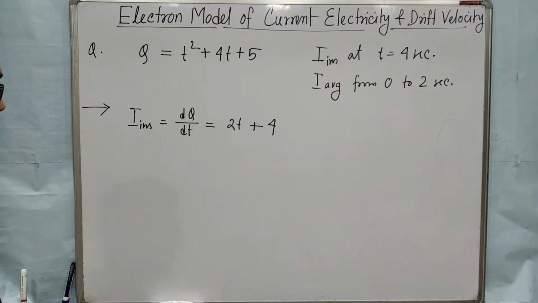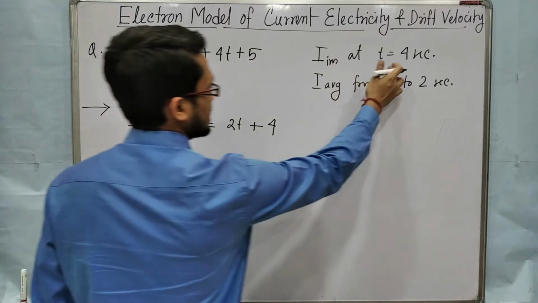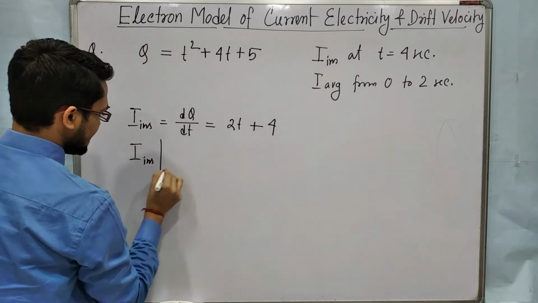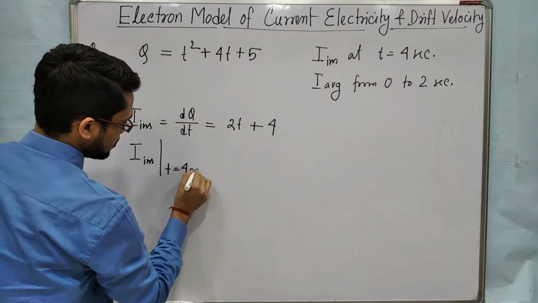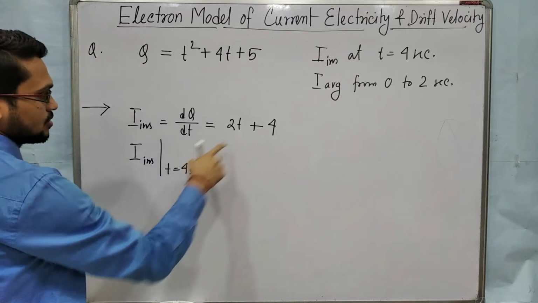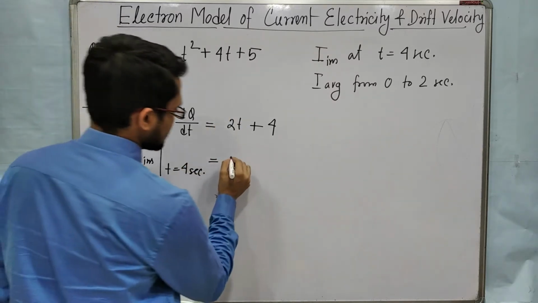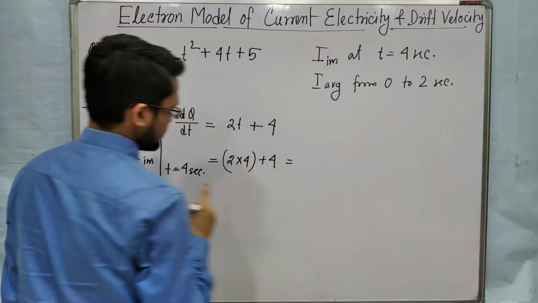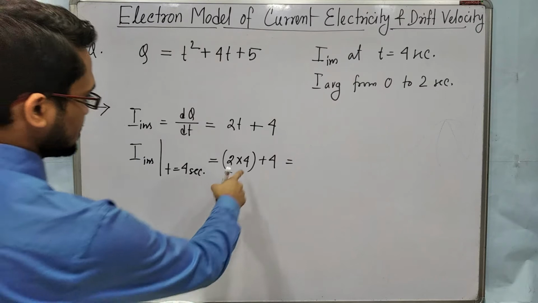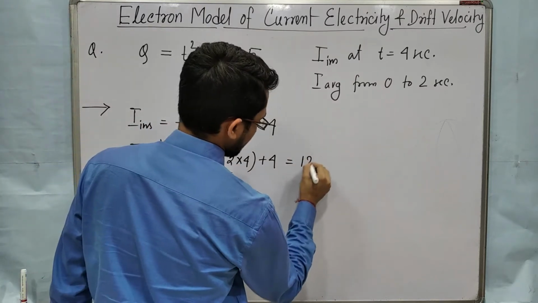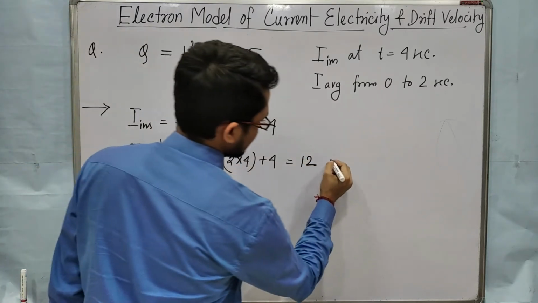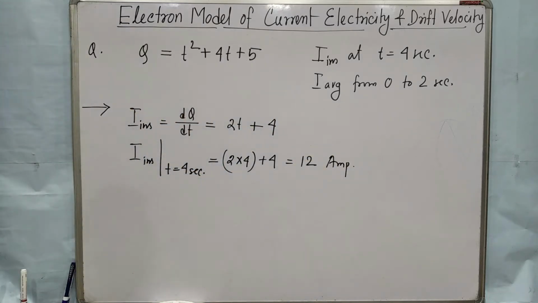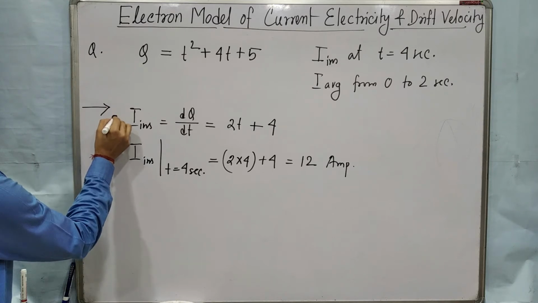So this is the instantaneous current, and we have to find it at a particular time, that is t equal to 4. So I instantaneous at t equal to 4 second: put t equal to 4 in place of t. 2 into 4 plus 4, how much will you get? 4 2s are 8, 8 plus 4, 12. Current means ampere. So this is the instantaneous current.